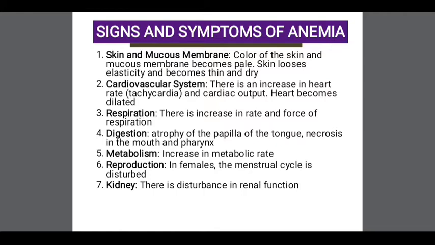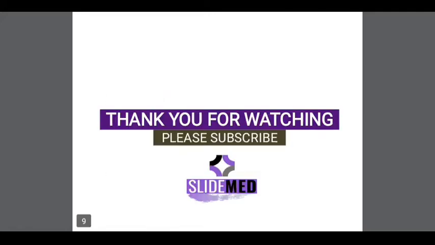In reproduction, in females, the menstrual cycle is disturbed greatly because of anemia. Number 7, in the kidney, there is disturbance in renal function, which leads to improper production of erythropoietin.